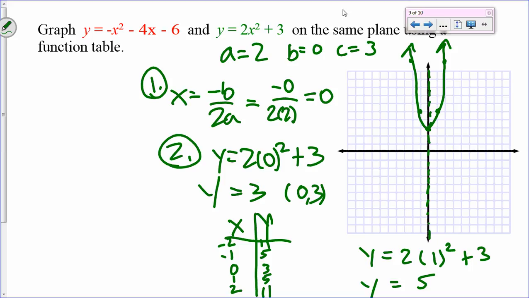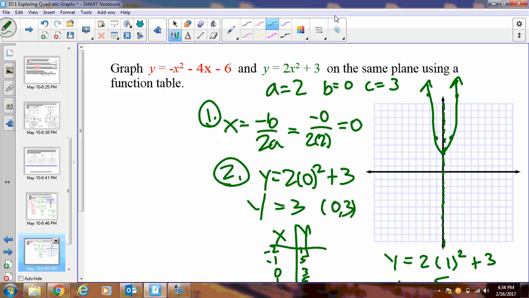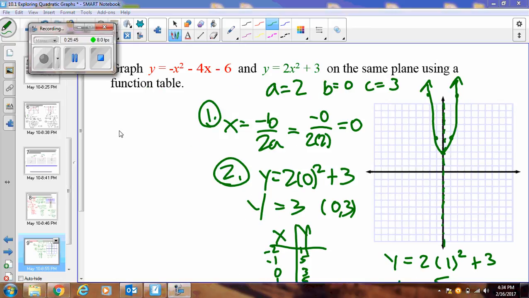All right, I'll leave you guys to the last red one there: negative x squared minus 4x minus 6. Hopefully you guys find this helpful.